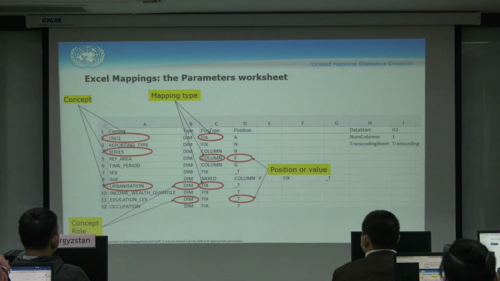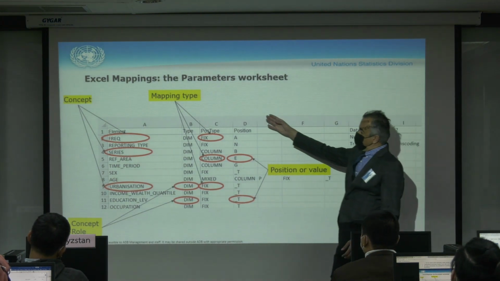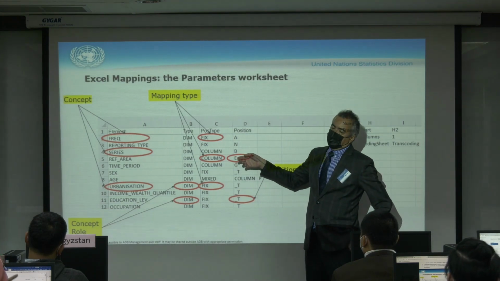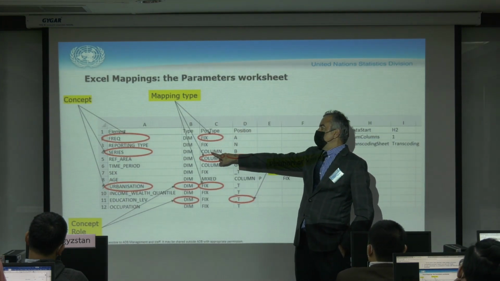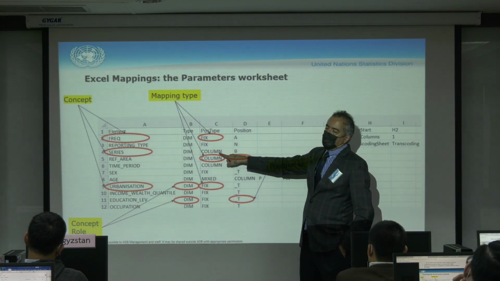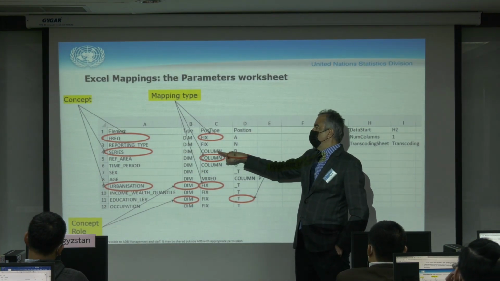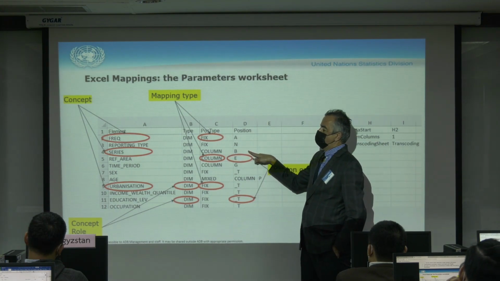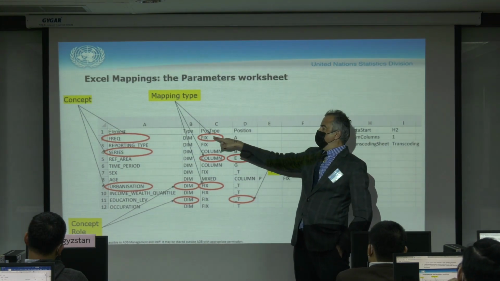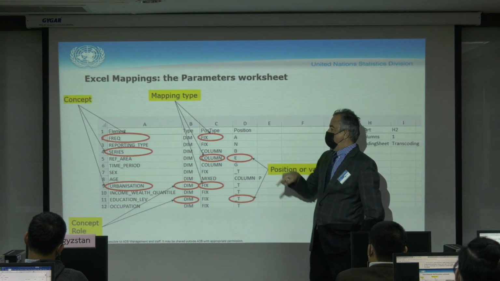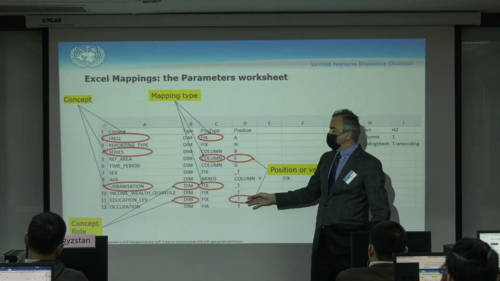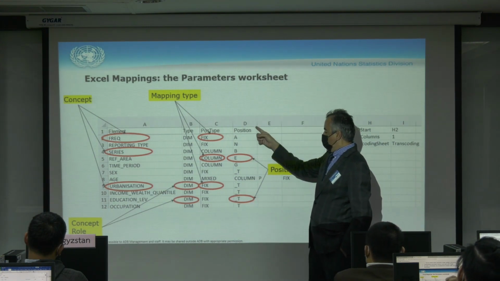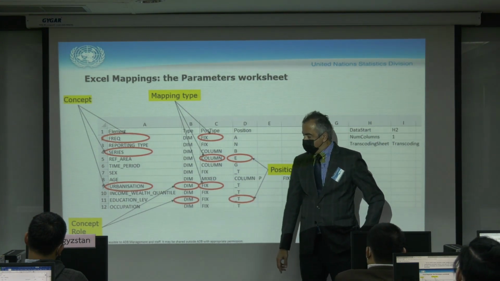The next column, position, is the value. If you look at row 4, it tells you that series maps to column B, and frequency maps to fixed value A. So the actual value or address in this Excel spreadsheet is provided in the column position.